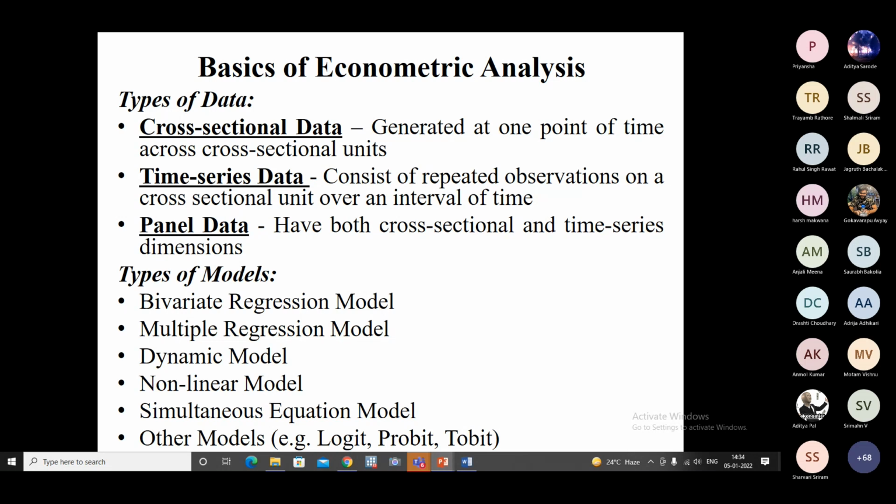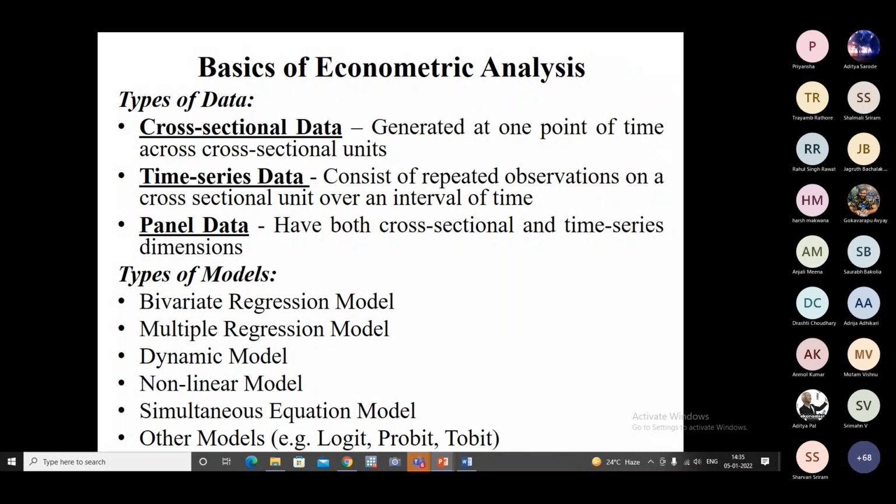To some extent, we will be focusing on dynamic models. Basically, when we are using lags, I was discussing with you all yesterday. But I will be discussing in detail about dynamic models in econometric analysis too, particularly with reference to time series analysis. Then there are nonlinear models. And simultaneous equations model.